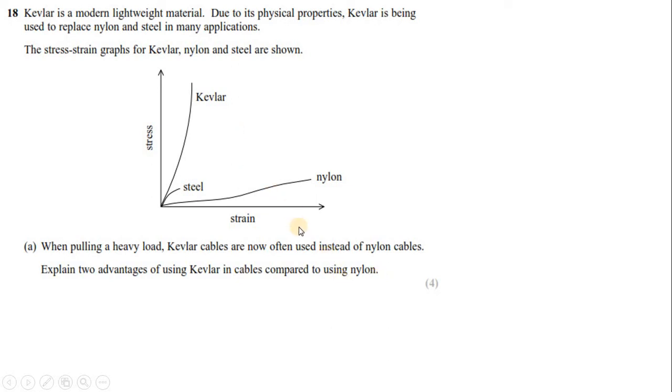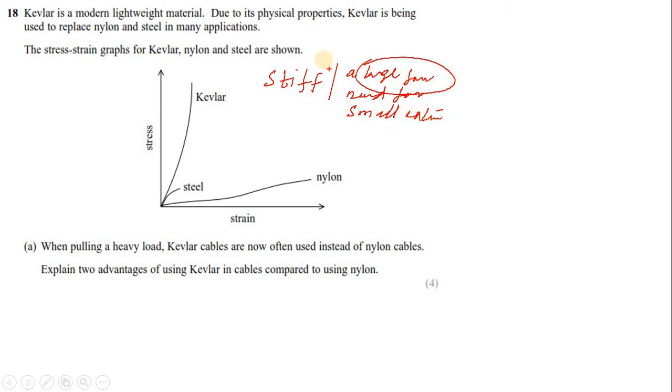If you see the graph, it clearly shows that Kevlar has high stiffness. High stiffness, or large stiffness, means a high gradient. Of course, it has a high gradient. So for Kevlar, you can say that Kevlar is stiff. That means a large force is needed for a small extension. So it will not be extended much if a large force is applied. This is one advantage. Or you can say the Young modulus is also higher.